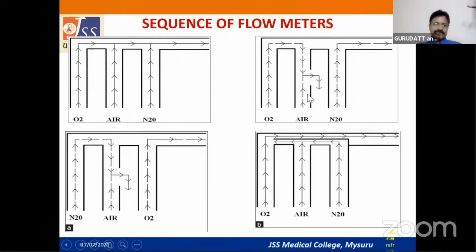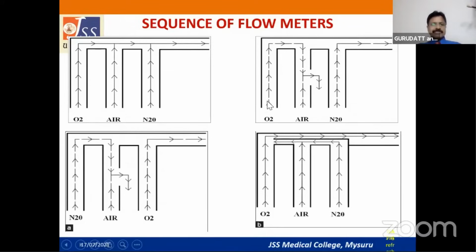One more common question that is asked is the arrangement of these flow meters, how they are arranged. Now you know that with all modern workstations, oxygen is always placed downstream of all the gases. Why it should be placed downstream of all the gases is a question that is asked of students.